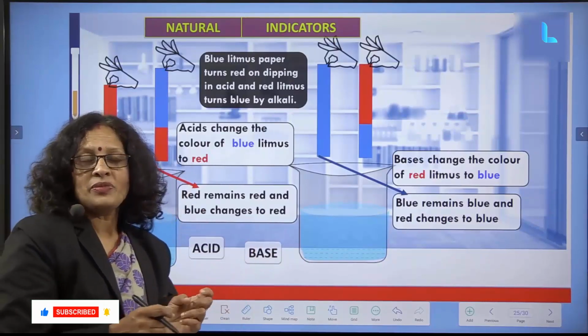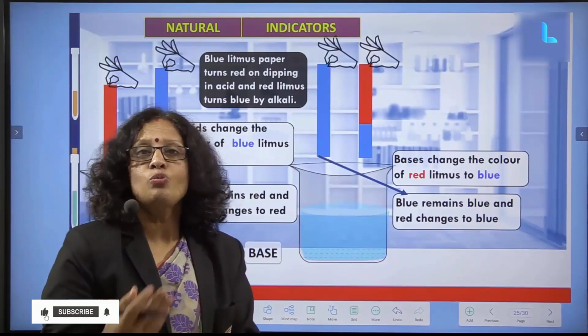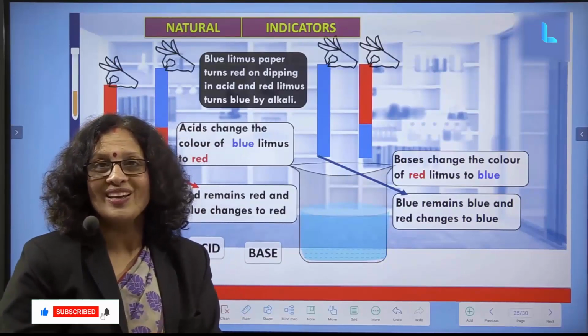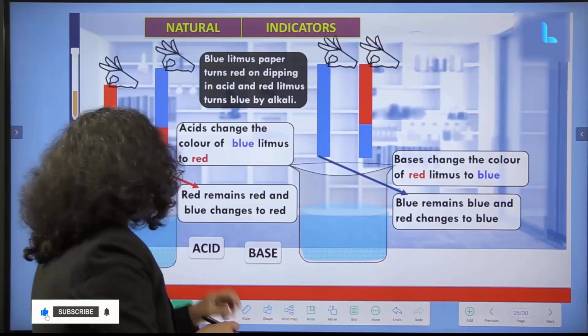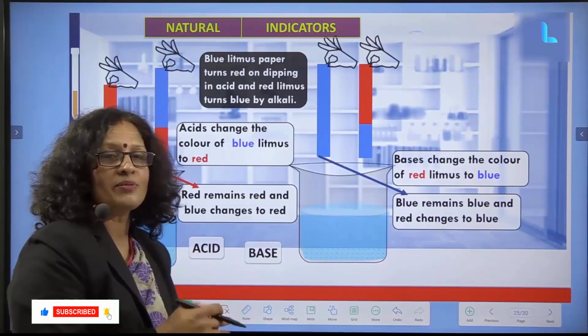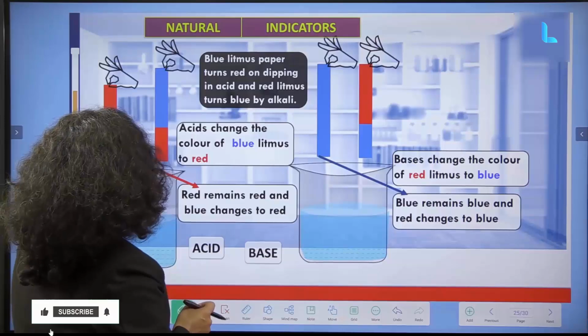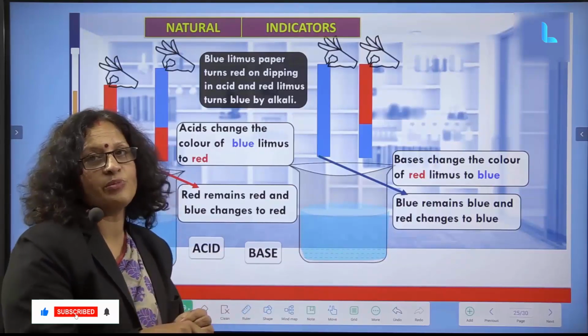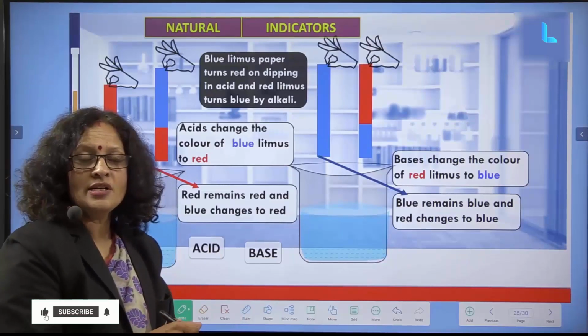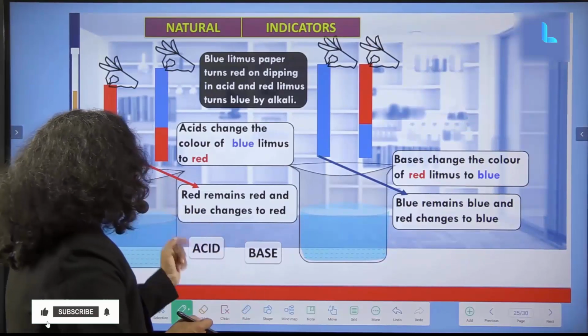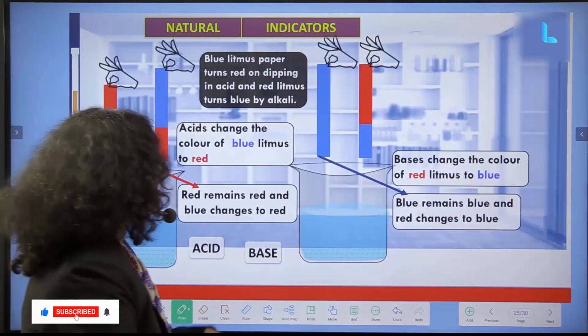What happens when red litmus turns to blue? Blue is for basic. It means the substance is basic in nature. If red litmus stays red, it means the substance is still acidic. So red litmus will not change color if it is dipped in acid. But blue litmus, if it is touched with the acid, will turn red. It means the substance is acidic in nature.